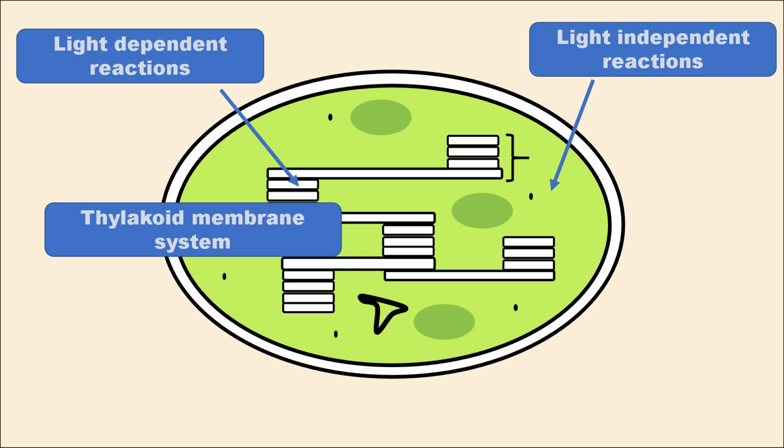The chlorophyll pigments are attached to the thylakoid membrane, which is why this is where light-dependent reactions happen. On the other hand, the light-independent reactions take place in the stroma. The enzymes needed for light-independent reactions are found in the stroma of the chloroplast.